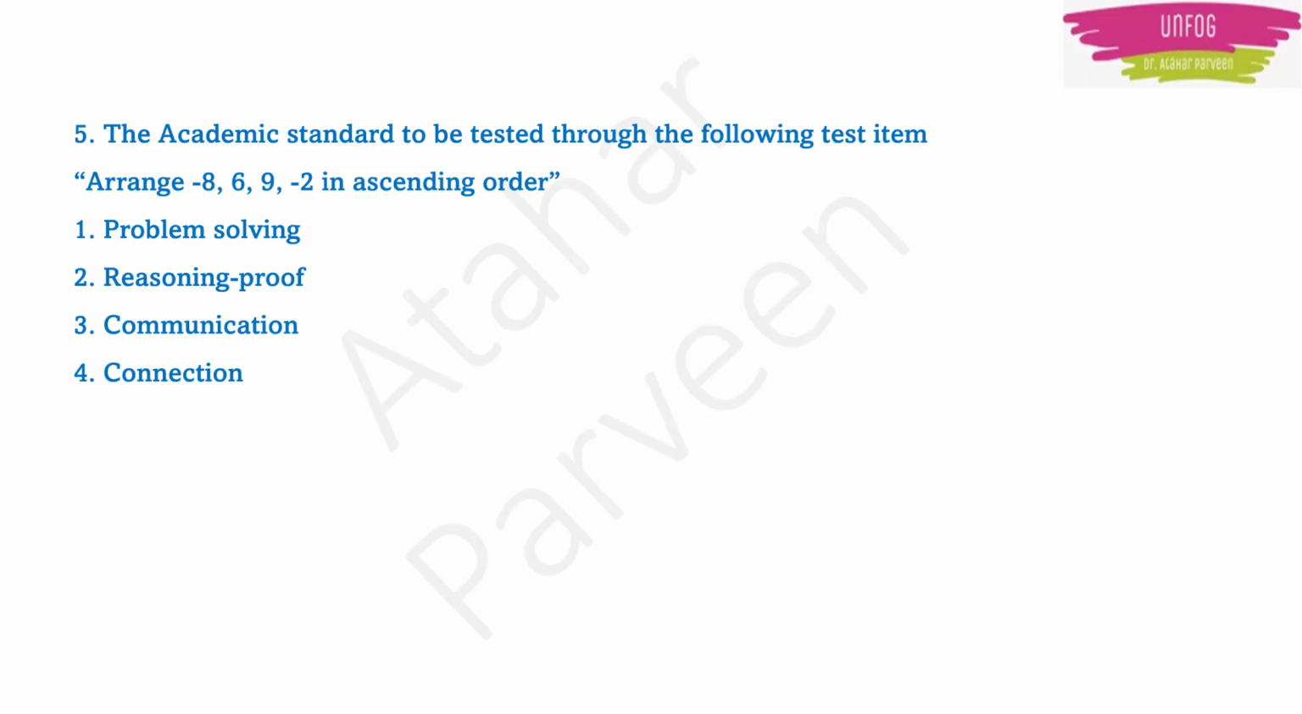Next question. The academic standard to be tested through the following test item. So they have given a series of numbers -8, 6, 9, -2, and you are being told to arrange this series in ascending order. And the question is the academic standard which is to be tested by this test item, this ascending order test item, belongs to which academic standard they are telling. Either it is problem solving, reasoning proof, communication, connection. Very simple, right? So this comes under mathematics. So simply tick problem solving.